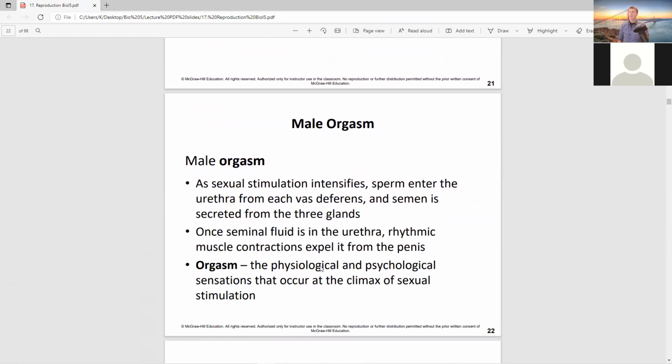So the male orgasm: as sexual stimulation intensifies, sperm enters the urethra from each vas deferens, and semen is secreted from the 3 glands. Once seminal fluid is in the urethra, rhythmic muscle contractions expel it from the penis. And so the orgasm is considered a physiological and psychological sensation that occurs at the climax of sexual stimulation.